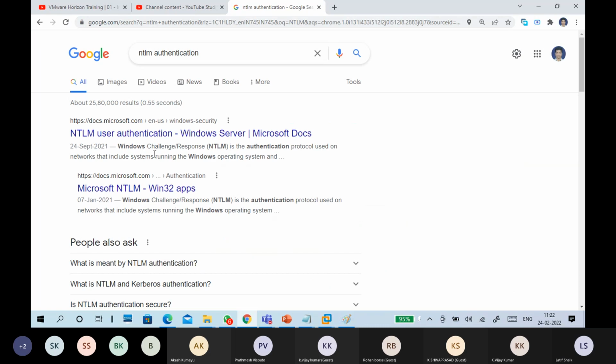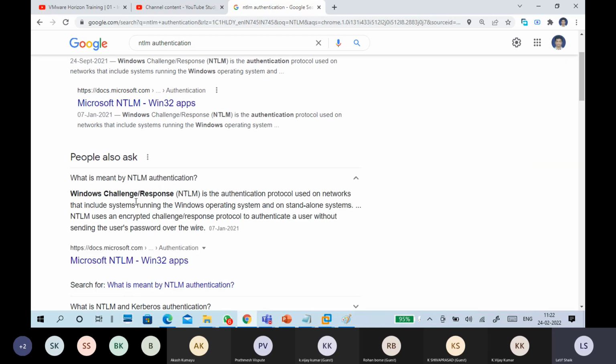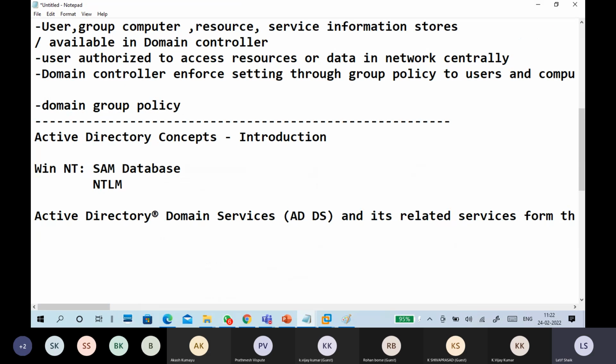It works with challenge and response. NTLM is Windows NT LAN Manager, and it is used for authentication. One thing is that you should maintain your domain database, and the next is that you should authenticate the users when they log into the network. So in Windows NT time, we used a SAM database and NTLM.